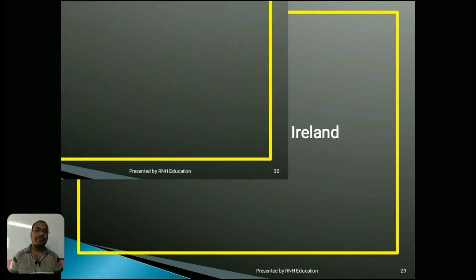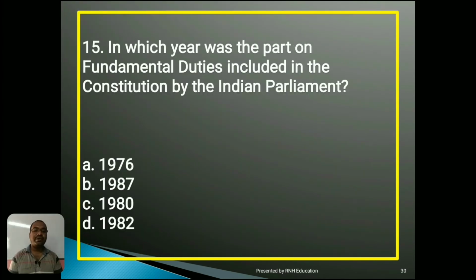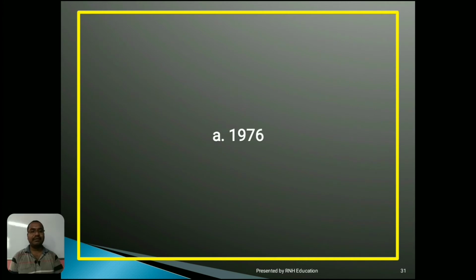Next one, next question, that is question number 15. In which year was the part on fundamental duties included in the Constitution by the Indian Parliament? Options are A, 1976, option B, 1987, option C, 1980, and option D, 1982. See the answer. The answer is 1976.